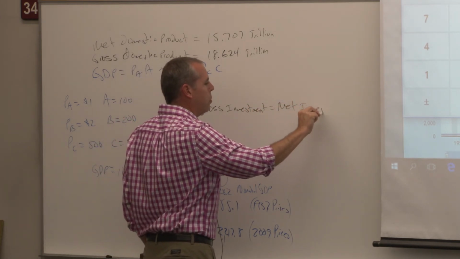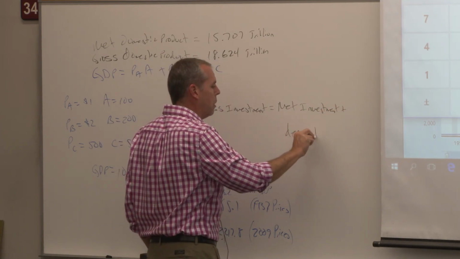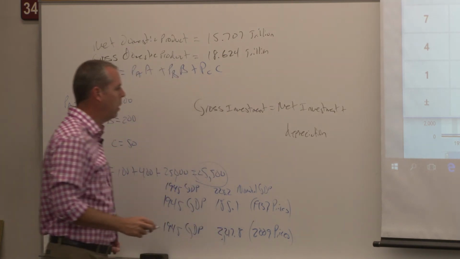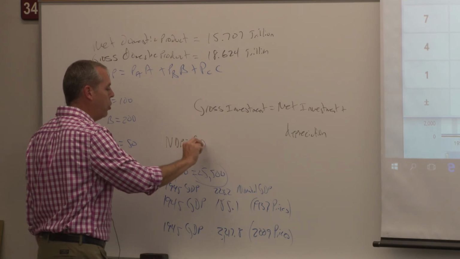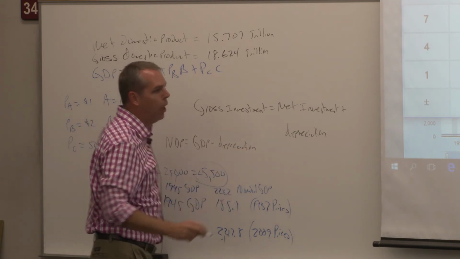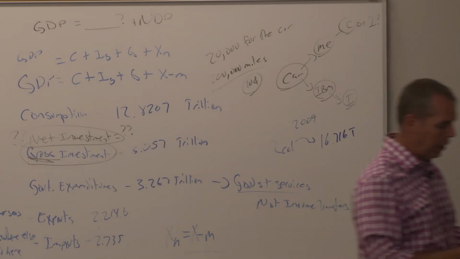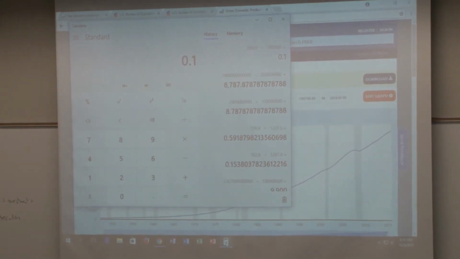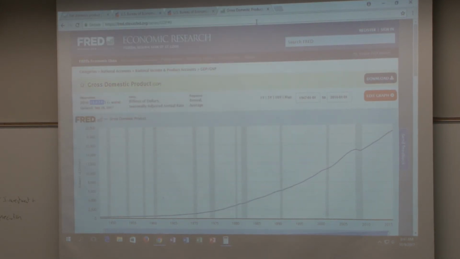So here's our net investment plus our depreciation. All right. Or you can look at it like this, right? Net domestic product is GDP minus depreciation. So of this $3.057 trillion that we had in gross investment, some of that was basically just the capital that we had already used up, right? It's depreciating.